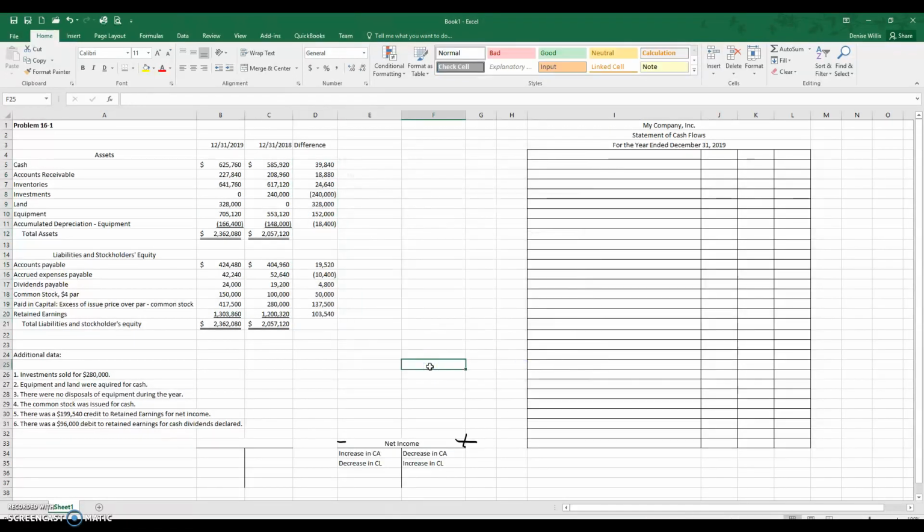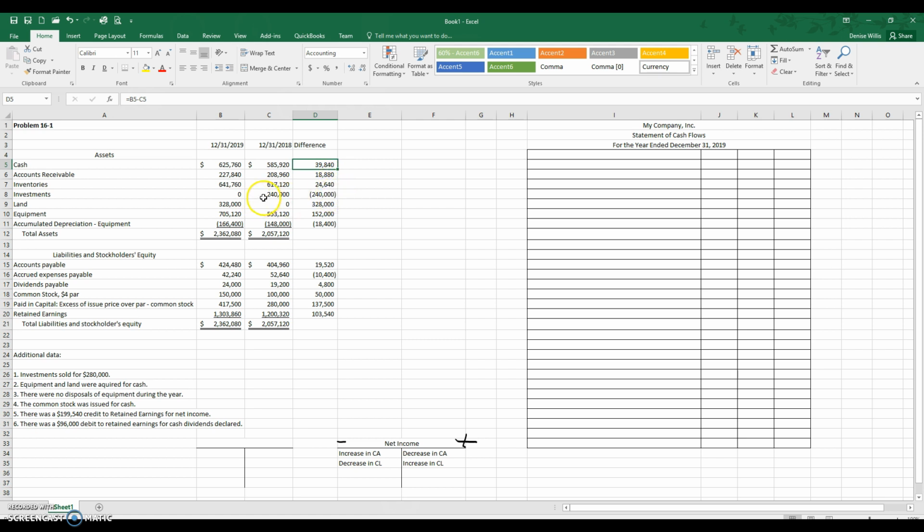I'm going to assume you've turned the video back on and you have all these differences. So let's go on looking at this information and the additional data right here. You can see cash went up $39,840. That is actually the number we're going to prove before it's over. We're going to see how cash went up that amount. Receivables went up. We have inventories that went up.